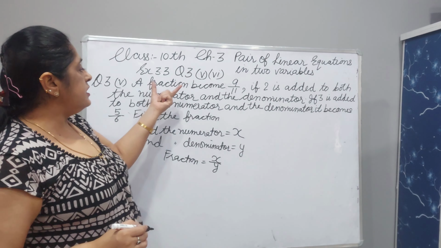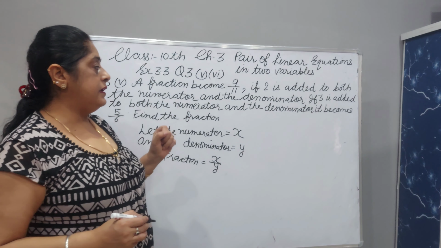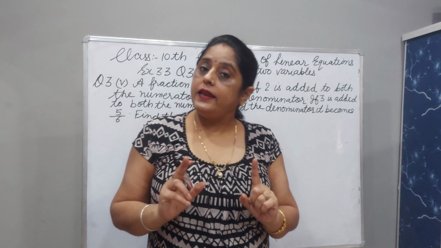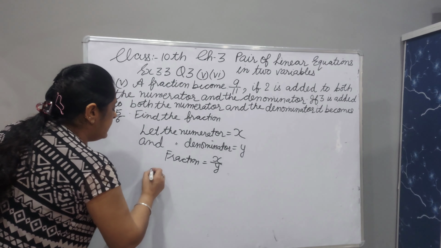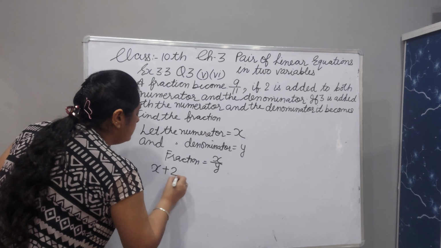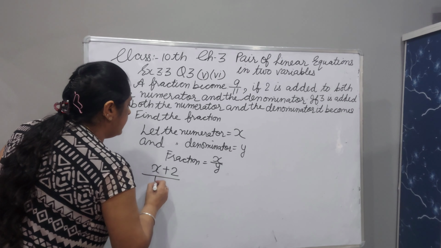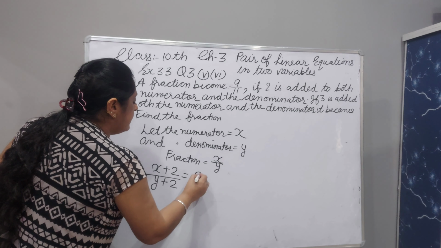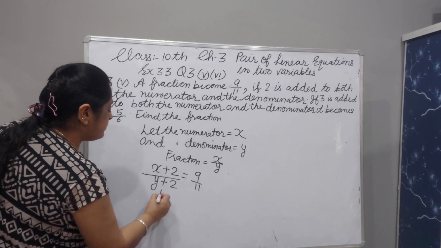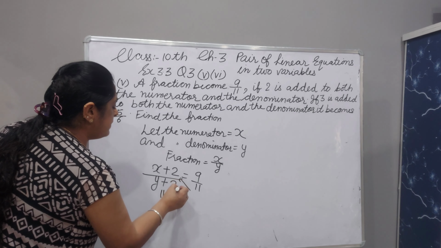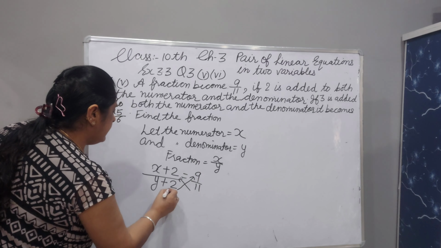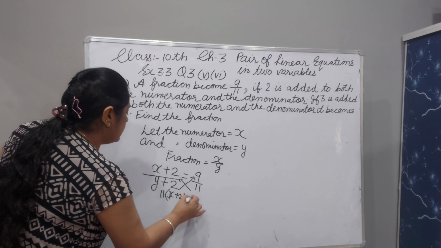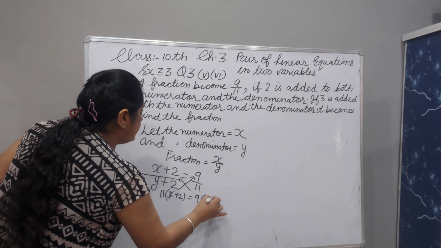Now first condition: the fraction becomes 9 by 11 if 2 is added to both the numerator and denominator. Means if I add 2 with the numerator and 2 with the denominator, the fraction becomes 9 by 11. Now cross multiply: 11 multiply by y plus 2, and 9 multiply by x plus 2, 11 times (x plus 2) equals 9 times (y plus 2).